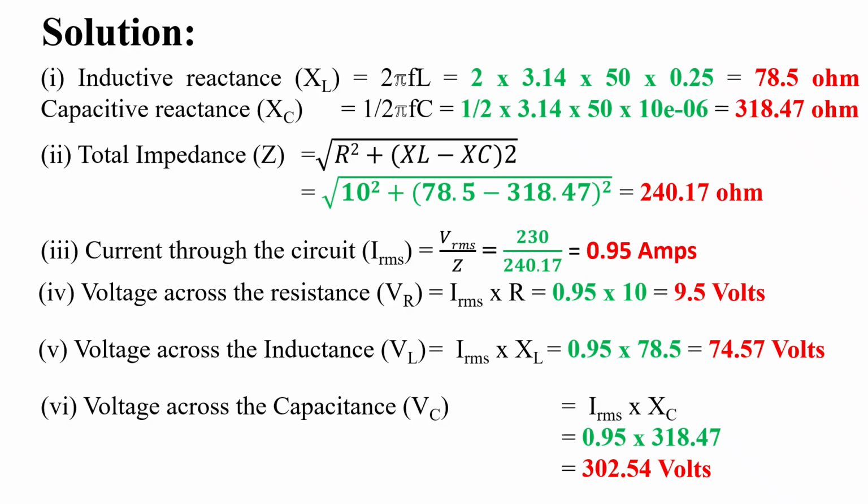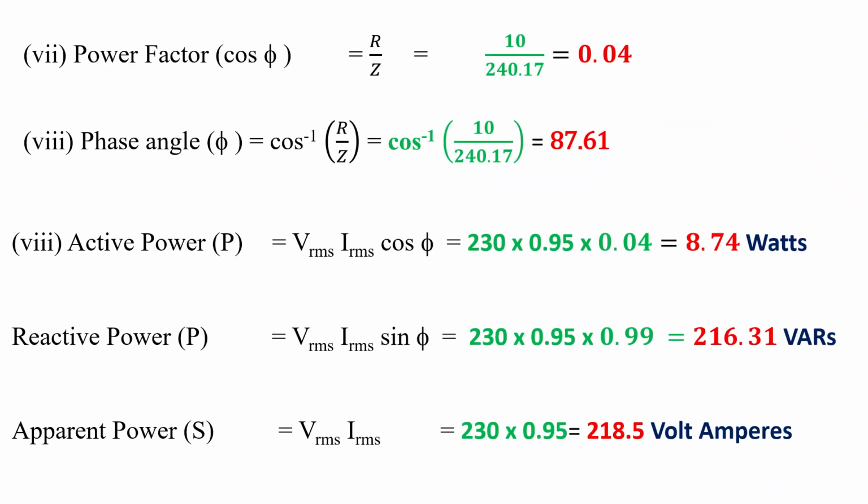Similarly, voltage across resistance, Irms into R, then voltage across inductance, Irms into XL, then voltage across capacitance, Irms into XC. We got R, XL and XC values in the previous lines, substitute the values, and we get the results. Write down the units for all the parameters. Next, we find out the power factor, that is cos phi equal to R by Z, where R is 10 and Z is 240.17. Substitute the values and we get the power factor. Similarly, phase angle is cos inverse of R by Z, so we got 87.161.